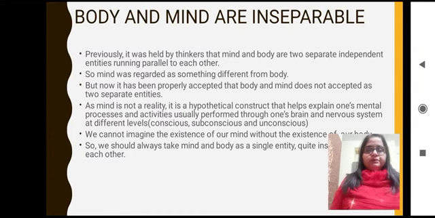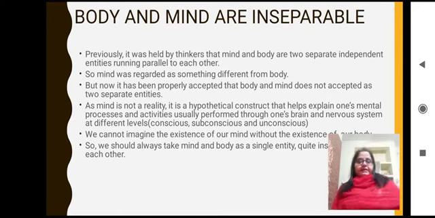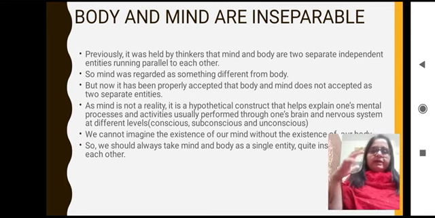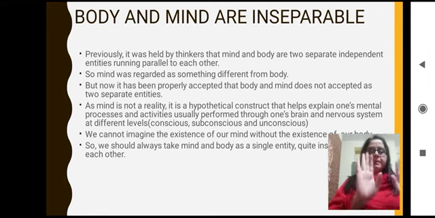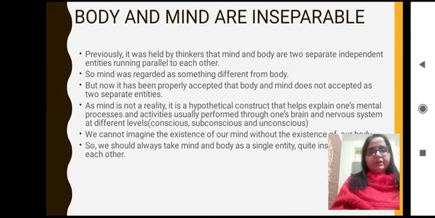Previously it was held by the thinkers that mind and body are two separate, independent entities running parallel to each other. Basically, in ancient times, people believed that these are two separate things, so mind was regarded as something different from the body, something that is not part of the body. That is why they were just running parallel to each other, and this is the reason they thought mind is separate and body is separate.